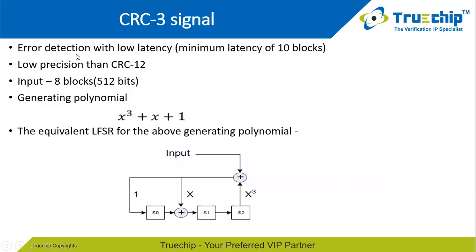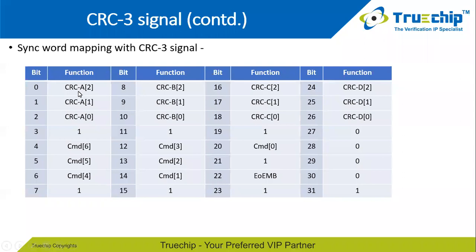The CRC3 encoding is used when error detection with a lower latency is required. It is having a latency lower than that of CRC12. A total of 512 bits are shifted serially into the LFSR, which is shown along with the generating polynomial. The sync word mapping with CRC3 signal is as shown.